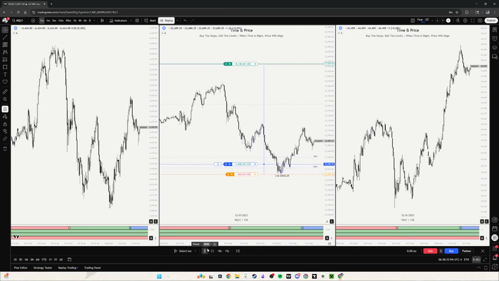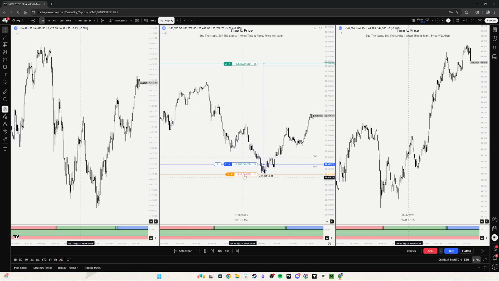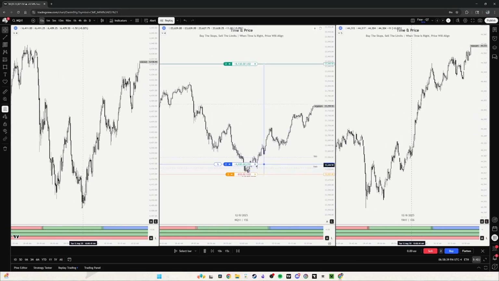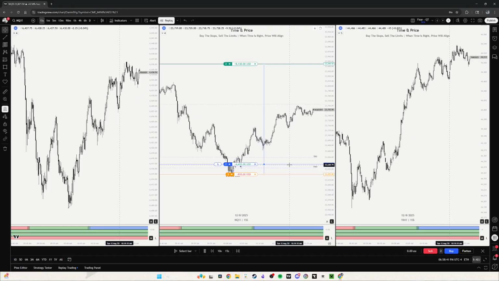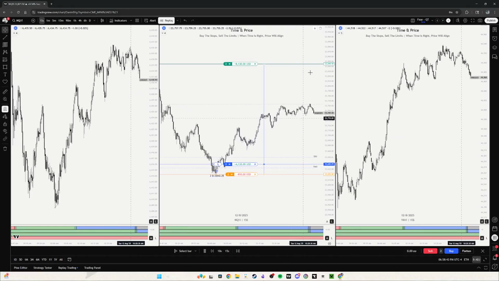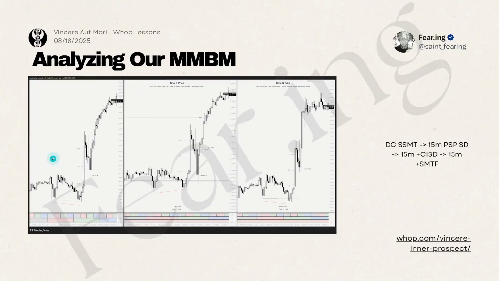Looking at just over a 1 to 10 reward. In fact, I got an even better fill. I got filled a few points lower, and my trade was a 1 to 12. And that was it. That was everything that lined up for this trade.